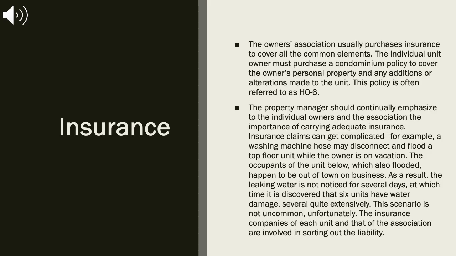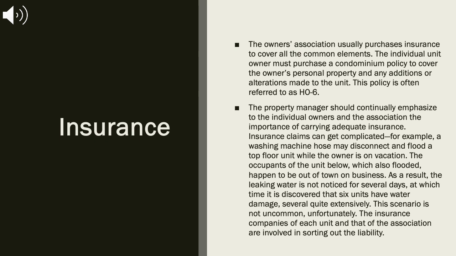The owners' association usually purchases insurance to cover all the common elements. The individual unit owner must purchase a condominium policy to cover the owner's personal property and any additions or alterations made to the unit. This policy is often referred to as HO 6. The property manager should continually emphasize to the individual owners and the association the importance of carrying adequate insurance.